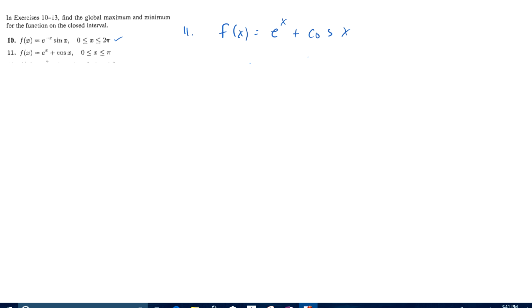Alright, here we go. 10 and 11. Looks like we did number 10. We found the maxes and mins in class the other day, same problem. So let's look at 11. e to the x plus cosine of x.